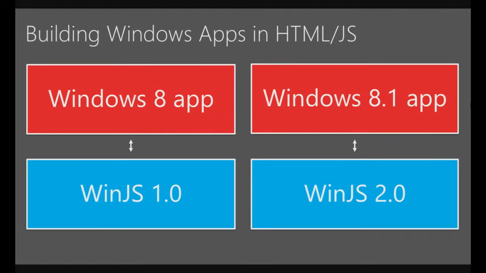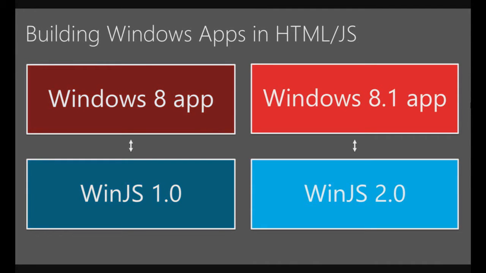For much of this presentation, I'll focus on the features in WinJS. If you built an HTML app for Windows 8, you used WinJS 1.0. If you are building an HTML app for Windows 8.1, you'll use WinJS 2.0. The features we'll talk about today are all part of WinJS 2.0, but built on top of everything delivered in WinJS 1.0. In other words, if it was there in 1.0, it will be there and improved in WinJS 2.0.